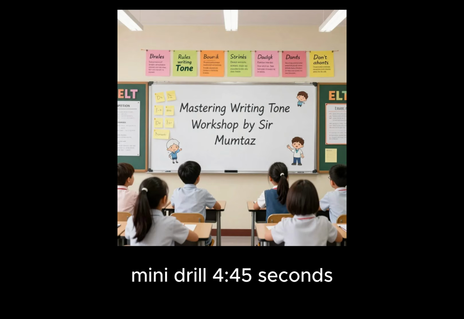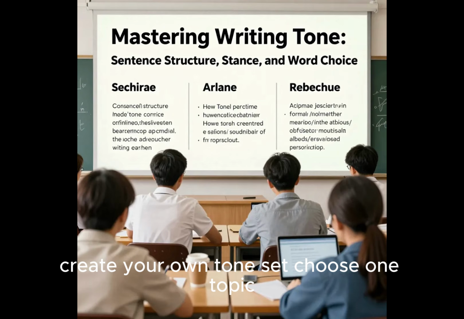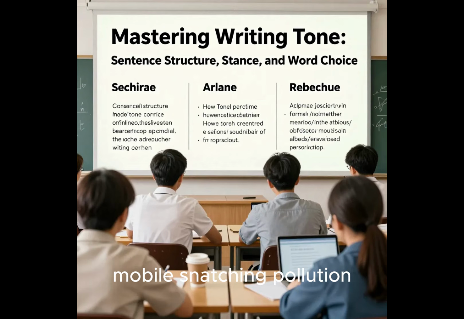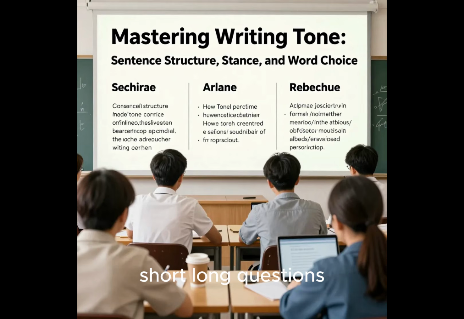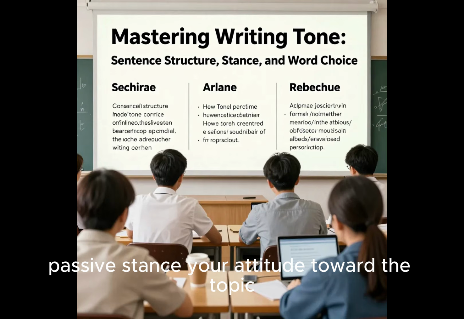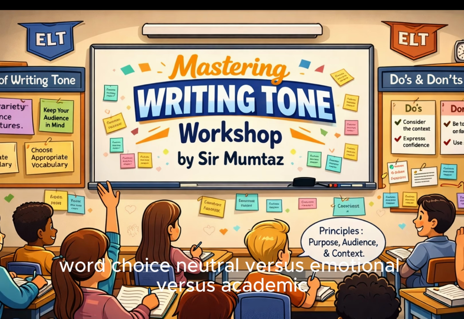Mini drill 4, 45 seconds. Create your own tone set. Choose one topic: mobile snatching, pollution, food adulteration. Write 3 sentences: objective, academic, empathetic, persuasive. Pause time. Tone is controlled through sentence structure: short, long, questions, passive. Stance, your attitude toward the topic. Word choice: neutral versus emotional versus academic.